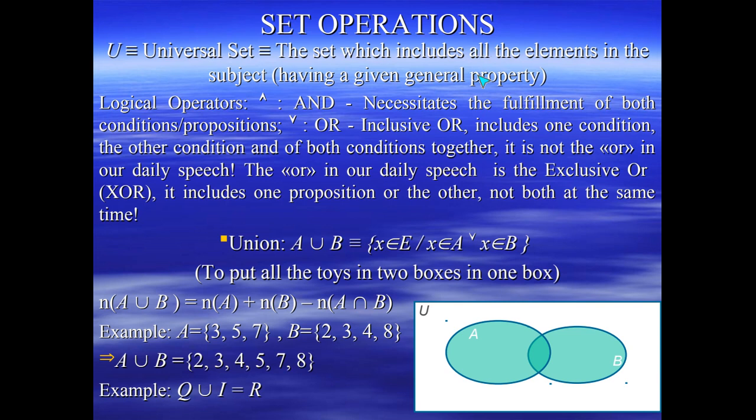So, set operations. Well, we learn the sets in order to make operations with them, to make certain calculations, activities with them. Those are called set operations. Here we need U. U is the universal set. It is defined as the set which includes all the elements in a subject having a given general property. This is the universal set.